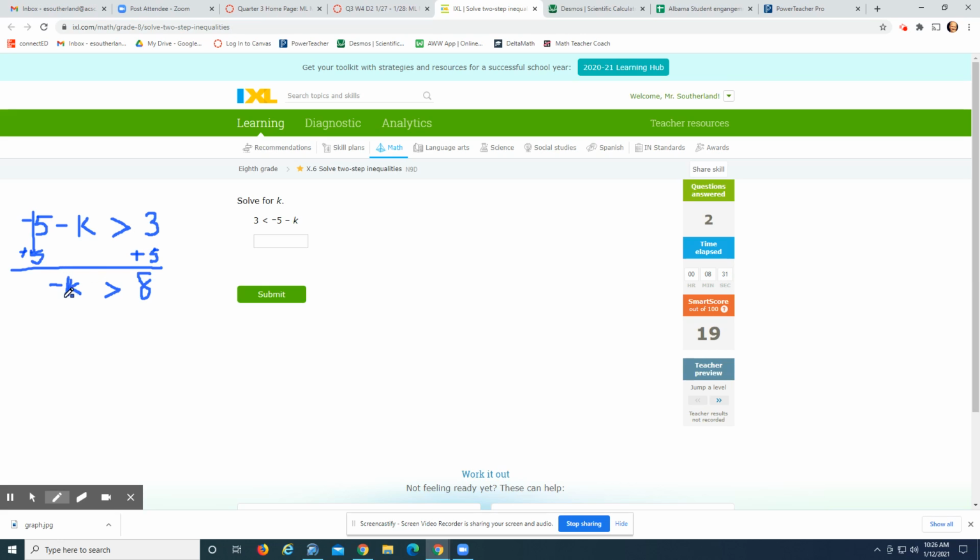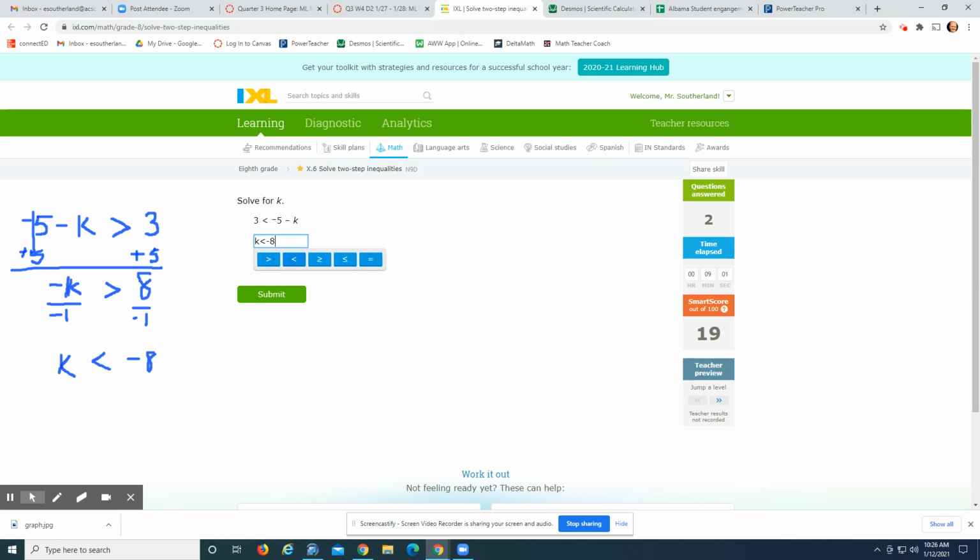There's a 1 there. And so we're going to divide both sides by negative 1. But the rule states that anytime I multiply or divide by a negative number, I have to flip the sign. So k is going to drop down. The sign has to flip over. 8 divided by negative 1 is negative 8. And so then we just type it in that way. So k is less than negative 8.